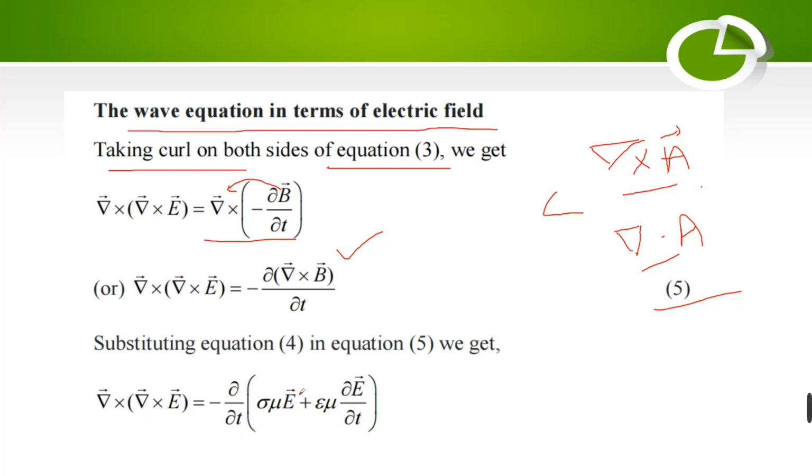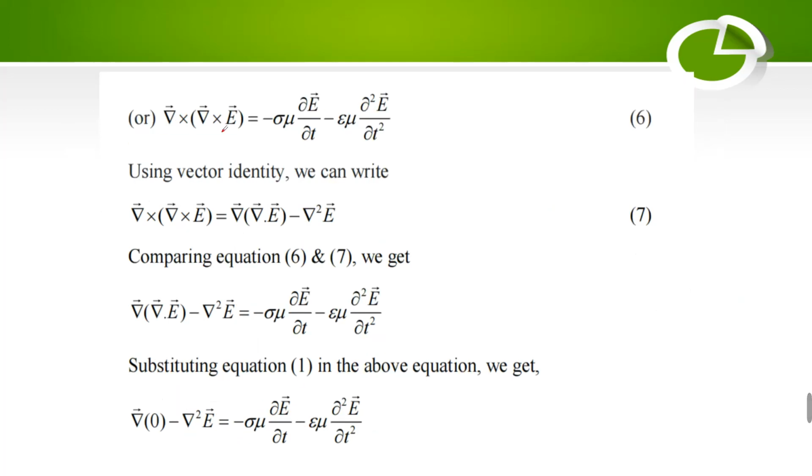When we bring this dou by dou t inside, it becomes del cross E vector is equal to minus sigma mu into dou E by dou t minus epsilon mu into dou square E by dou t square. So we are using a vector identity. When we use a vector identity for del vector cross E vector, it will be studied in our vector calculus chapter.